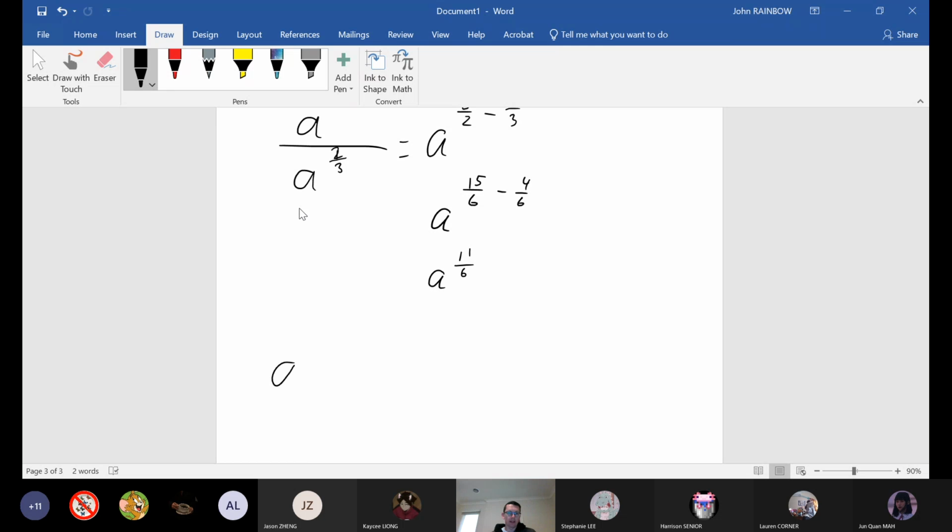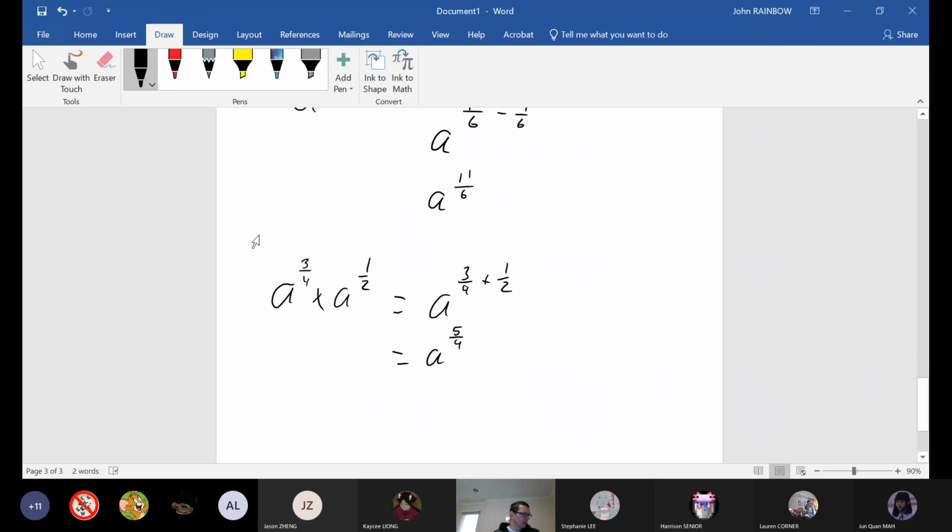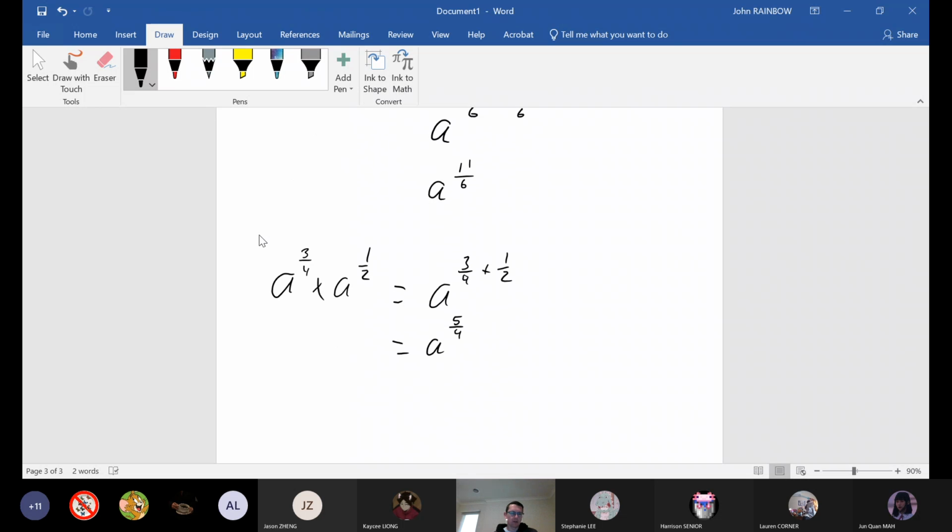Don't forget, it could also be like a to the power of 3/4 multiplied by a to the half. If that's the case, remember we add these indices, so it's a to the power of 3/4 plus a half, and that is going to be 2/4, so that's going to give you 5/4 as well. These explanations are in the textbook as well, so I'm not really going to go through them too much, but I'm just going to quickly go through one.